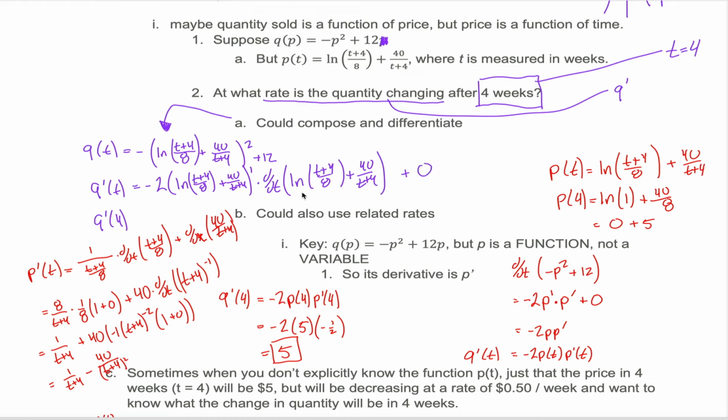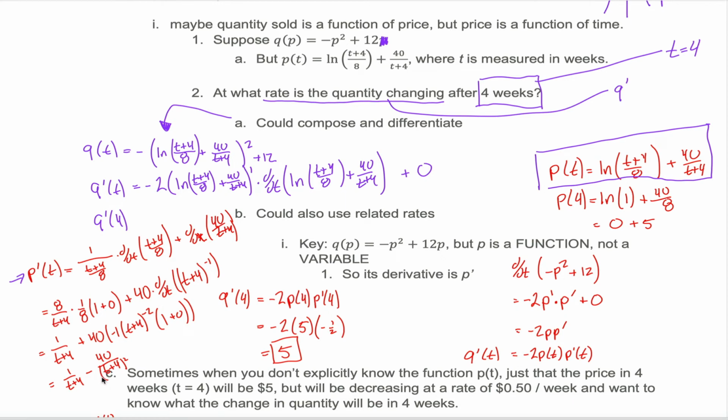And here, if you're kind of clever, you might notice that what we have left to take the derivative of is the natural log of t plus 4 over 8 plus 40 over t plus 4, which is exactly p of t over here, which is exactly what we took the derivative of over here. So what goes inside these parentheses is this expression. So we could rewrite q prime of t as negative 2 times this mess times this mess.